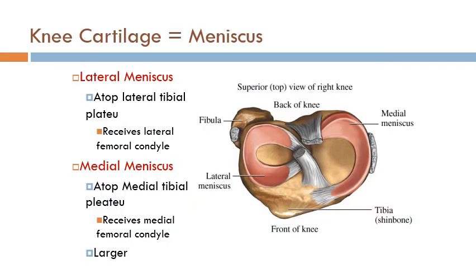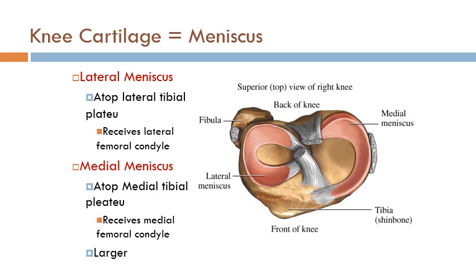Now, other structures we're looking at in and around the knee. So we also have the menisci, or the meniscus in the knee. So we have the lateral meniscus and the medial meniscus, and I'm going to talk a little bit about what they are. So these are fibrocartilage. Okay, they sit on the top of the tibia.